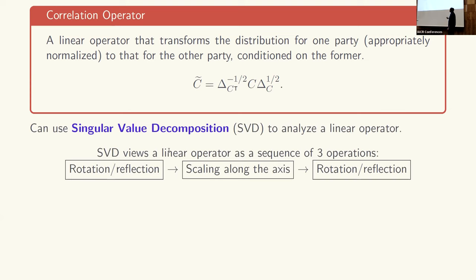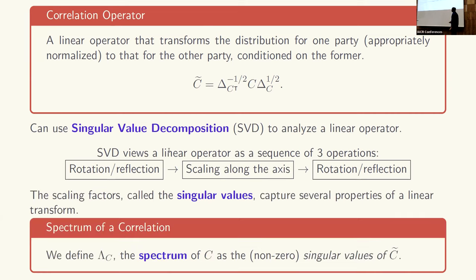And the interesting thing about the correlation operator is that when we take the SVD of this operator, it shows a lot of properties that have been found to be meaningful in previous analyses of correlations. I hope that everybody knows singular value decomposition. It is essentially talking about how much the matrix expands any vector along the different directions. So in the general setting for an arbitrary correlation, the spectrum of the correlation turns out to be exactly the singular values of this correlation operator, specifically the non-zero singular values.